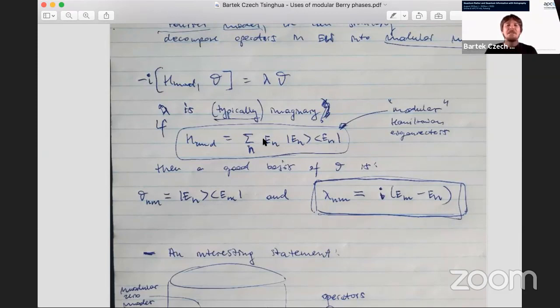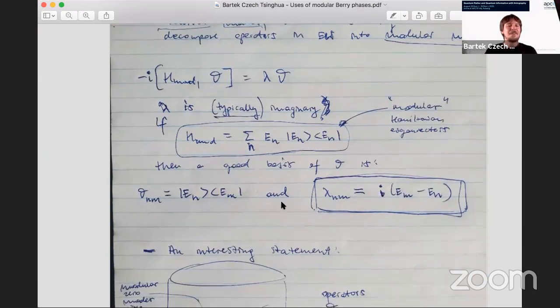Let's say that I found such a diagonal description. Then a good basis for these operators, which have definite modular frequencies, would be something that takes a state, the M state, and maps it to the N state. It's some off-diagonal element. What would be the eigenvalue under this commutation for such an operator? The eigenvalue is just i times the difference between the energies of the states. Is that clear or not? If I plug this and this into this equation, I will get that the eigenvalue is this.